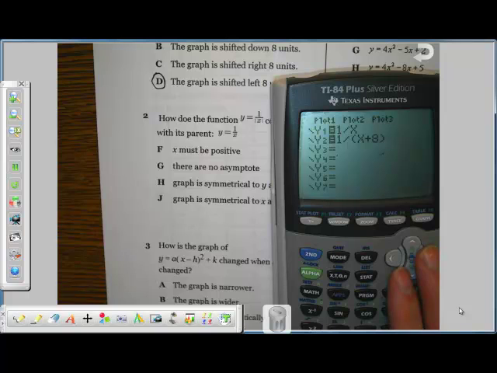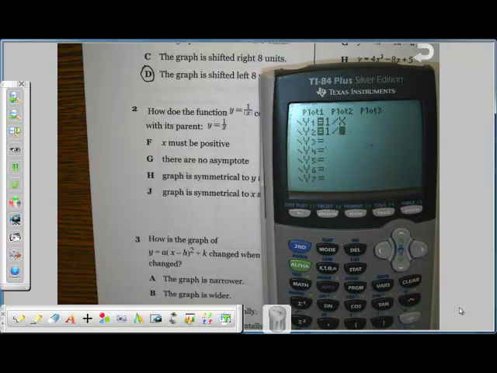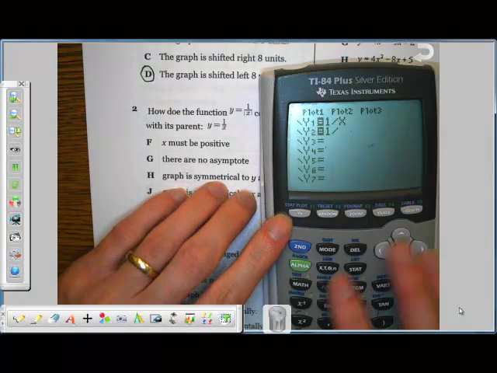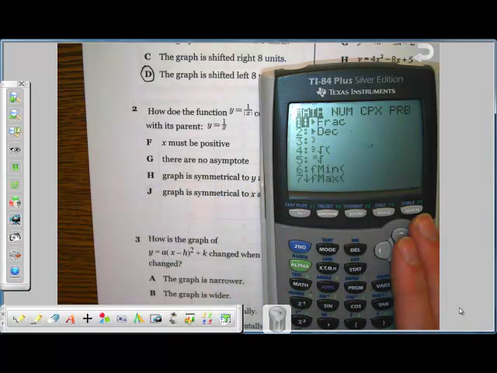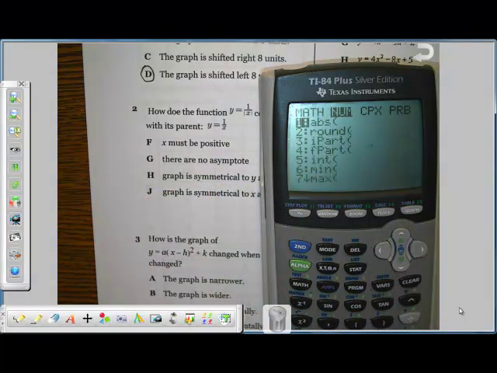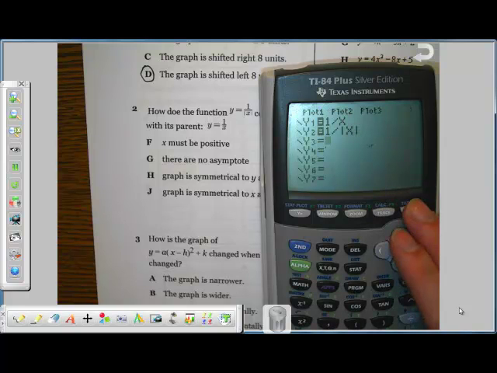So our first function is, of course, 1 over x. And our second function is going to be 1 divided by the absolute value of x. Now, the way you're going to get the absolute value is you're going to hit the math key. You're going to scroll over to num, and you are going to select absolute value. ABS does not stand for anti-lock brakes in this case. And once we have that, we're going to graph them, and we're going to see what it looks like.